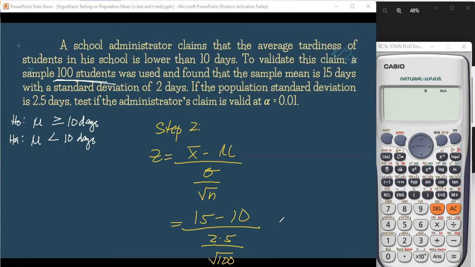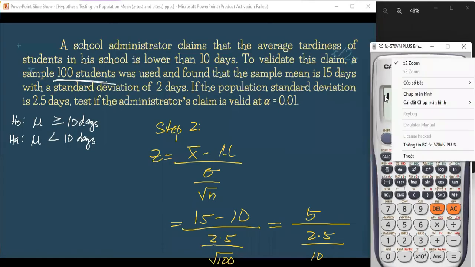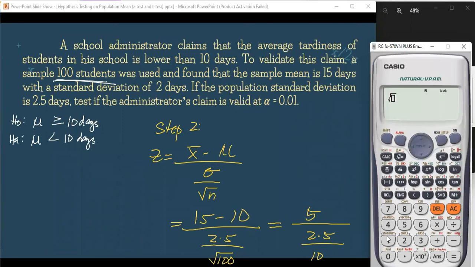Ngayon po, kailangan natin itong isolve. 15 minus 10, that is 5. All over 2.5, what is the square root of 100? That is 10. Opo, so kahit i-check pa natin. So we have here, the square root of 100 is 10. So, ibig sabihin po, 10 po yung magiging sagot natin yan. Ngayon, let us now divide 2.5 divided by 10.